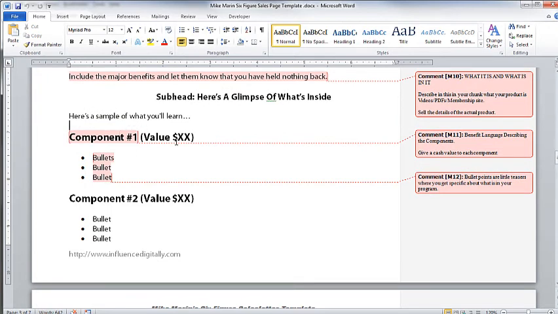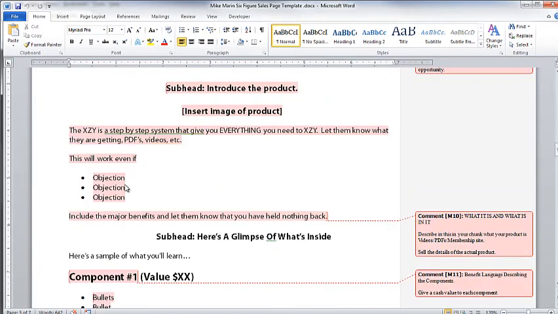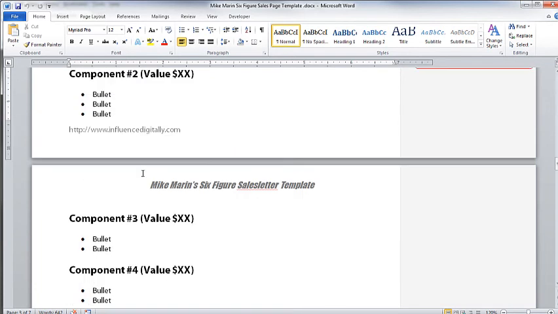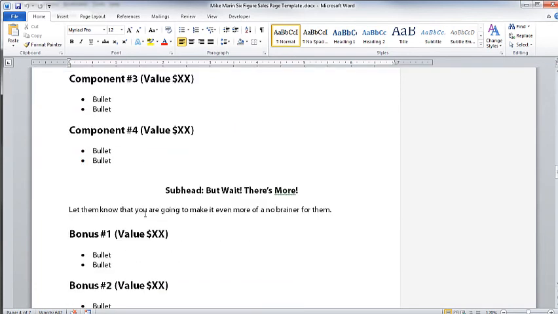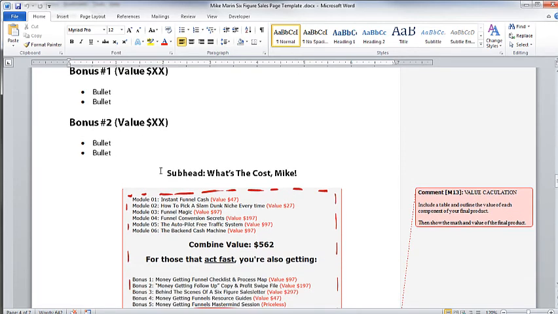And again, giving them benefit language, giving it a value, and then all the bullets. You should have written these bullets beforehand. So now you're just filling in those bullets of all the different components. And the bullets go down to, but wait, there's more, your bonuses. And then from there, they're asking, what's the cost of this?